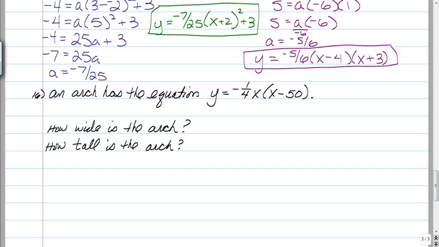So, an arch has the equation of -1/4 x times x minus 50. All we need to do is type this in our graphing calculator to find out how wide and how tall the arch is. So I'm going to pause you for just a second to get my graphing calculator and we will finish this review.